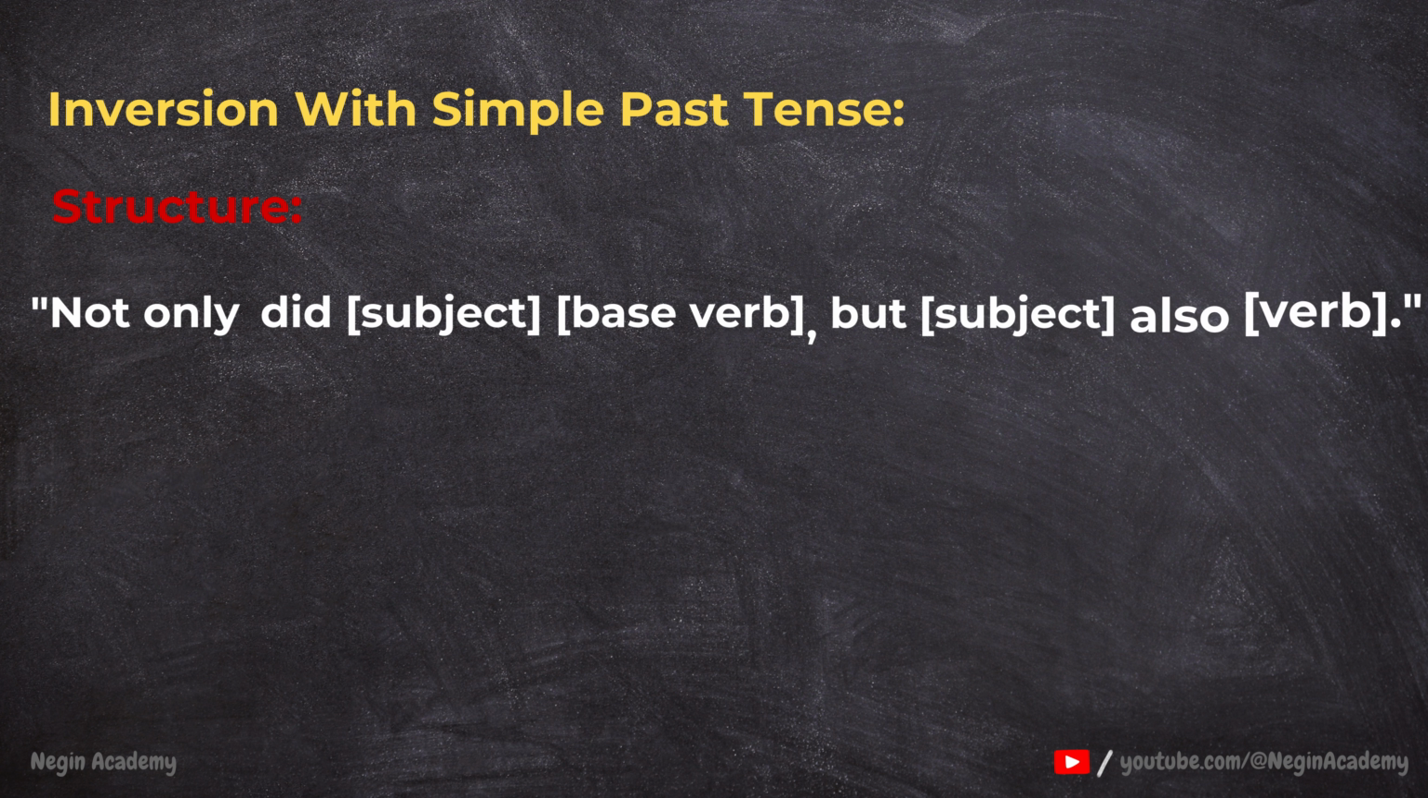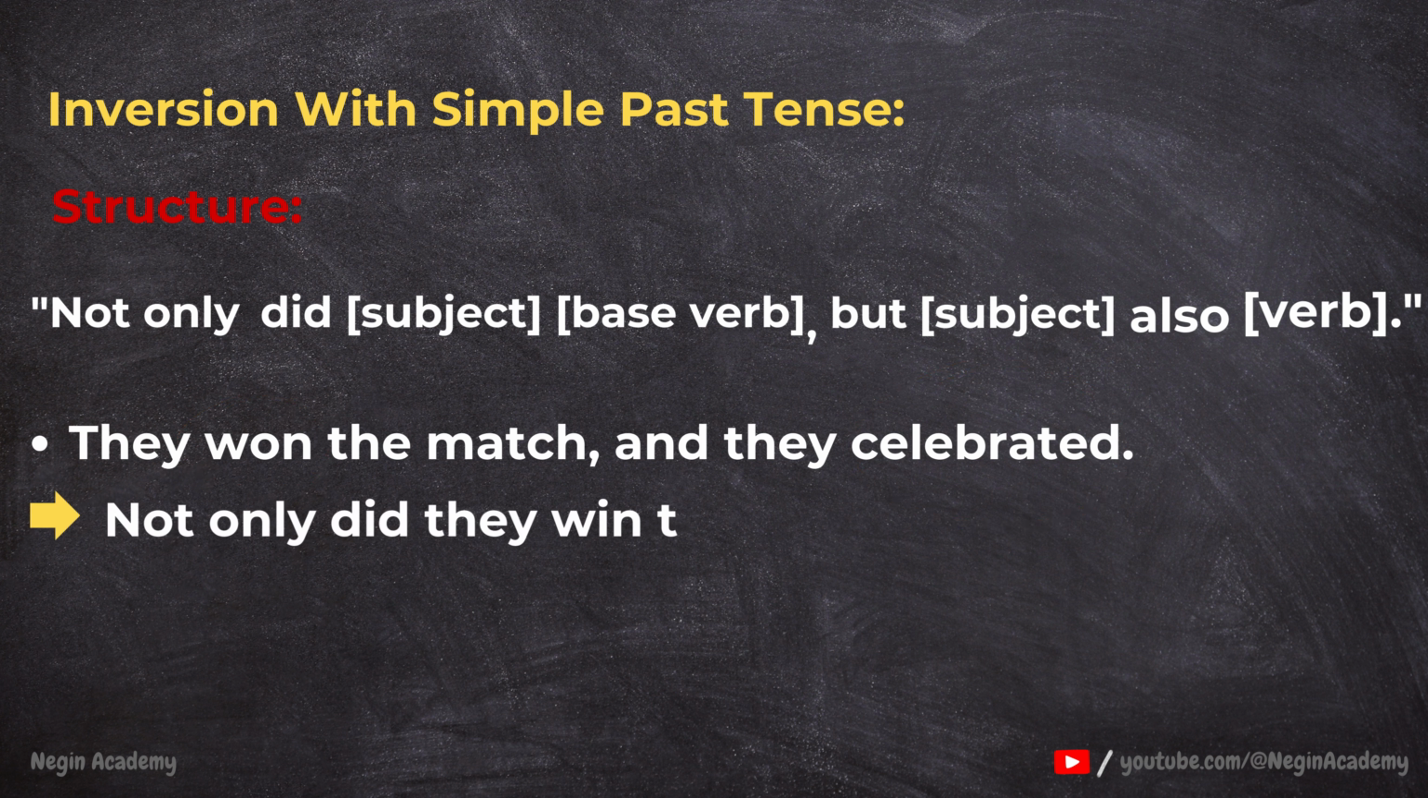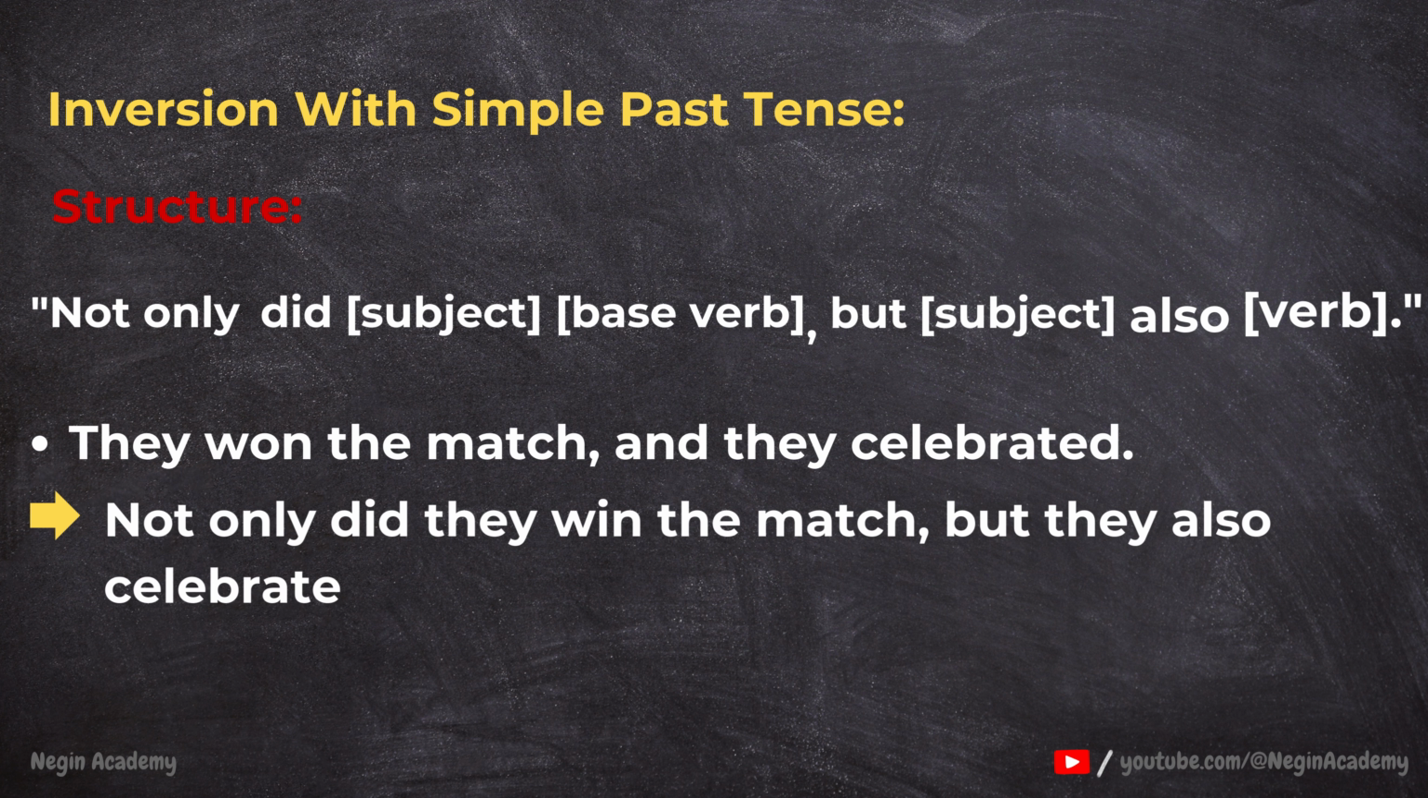Let's take a look at an example. They won the match, and then they celebrated. Here we have two actions, won and celebrated, which are two related points. We are going to invert this example. Put the not only at the beginning of the sentence. Not only did they win the match, but they also celebrated.